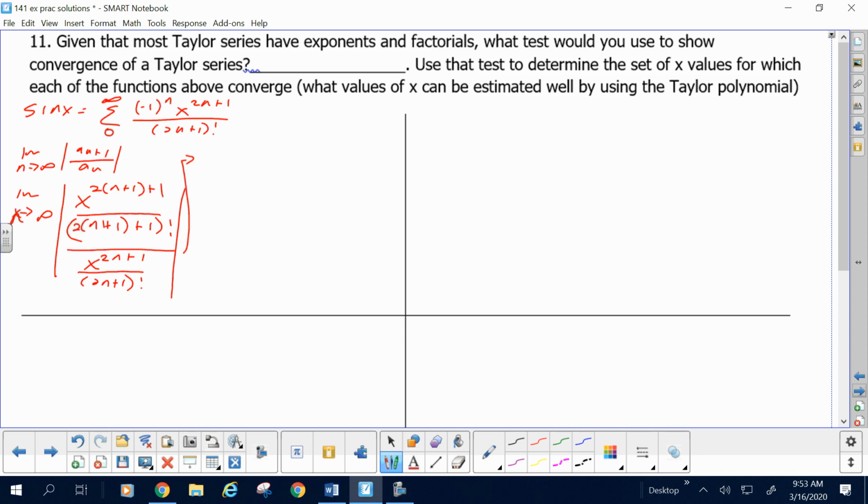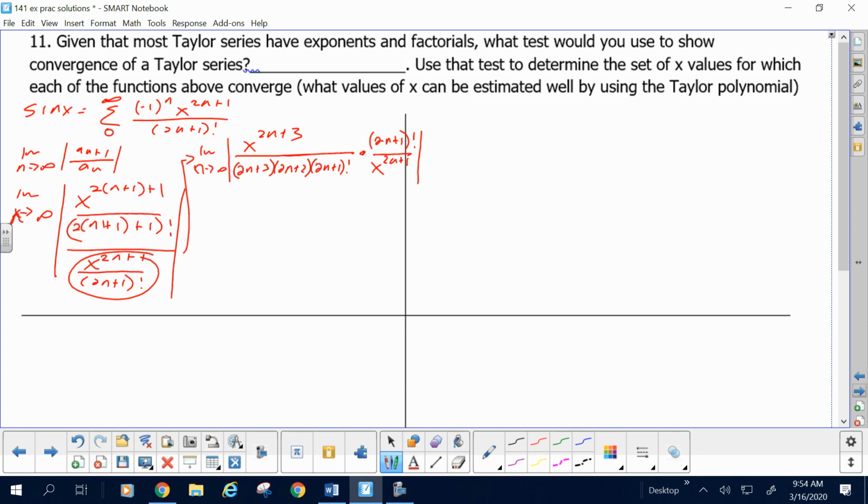Now when you take this and you break it into pieces and reciprocals, then you get x to the 2n plus 3 over, now that's 2n plus 3 factorial down below, but that's the same as 2n plus 3 times 2n plus 2 times 2n plus 1 factorial. That's the top fraction. Now the bottom fraction here, when I take the reciprocal, it's 2n plus 1 factorial and x to the 2n plus 1.